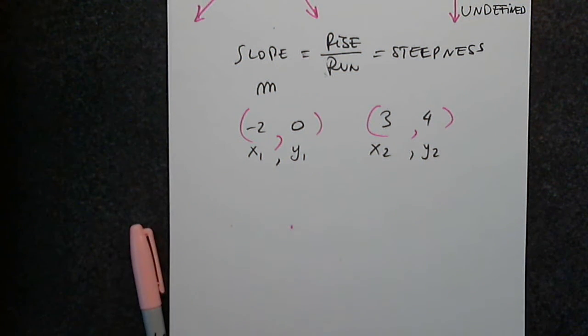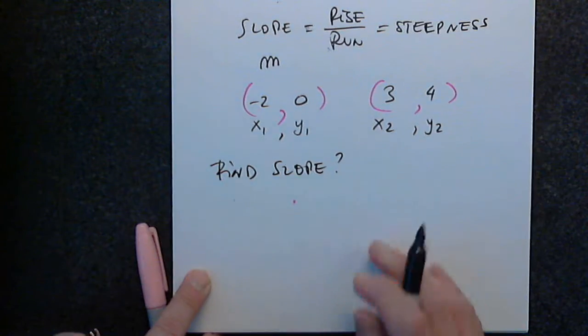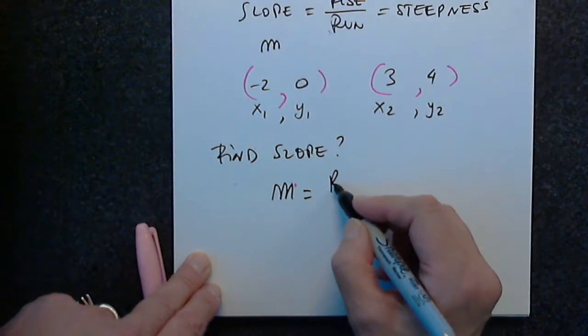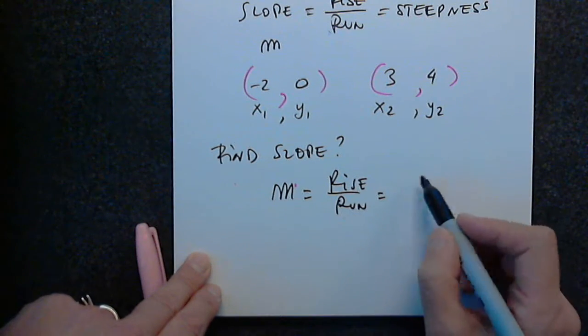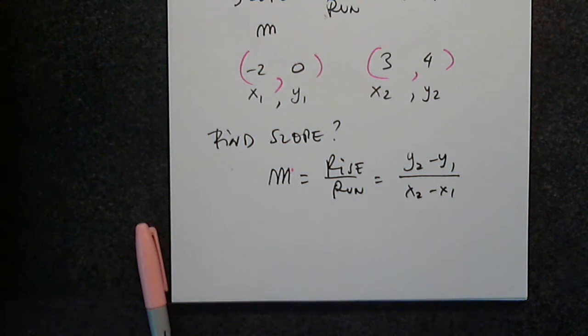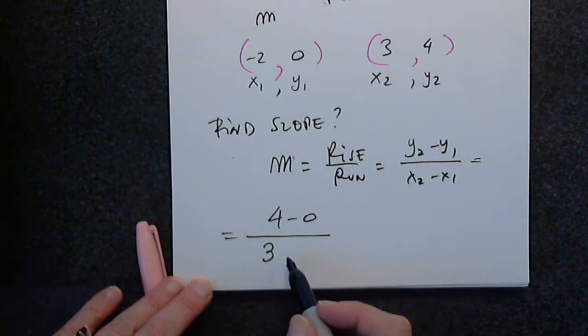What we have to do here, we're asked to find the slope of this line. Find slope. The definition is, again, slope is denoted by m, rise over run, and is y2 minus y1 over x2 minus x1. We already took the time to label those points. So can anyone tell us how do I write the next step? Very good. 4 minus 0 over 3 minus -2.